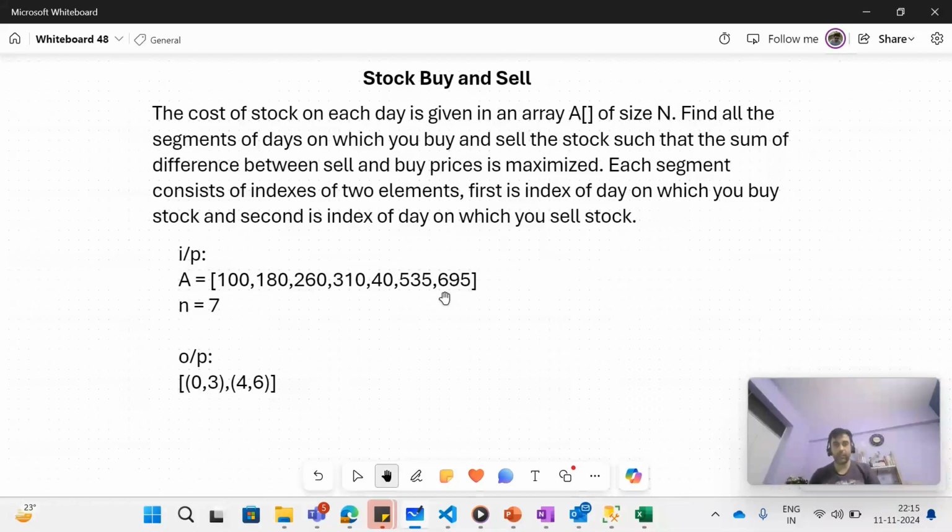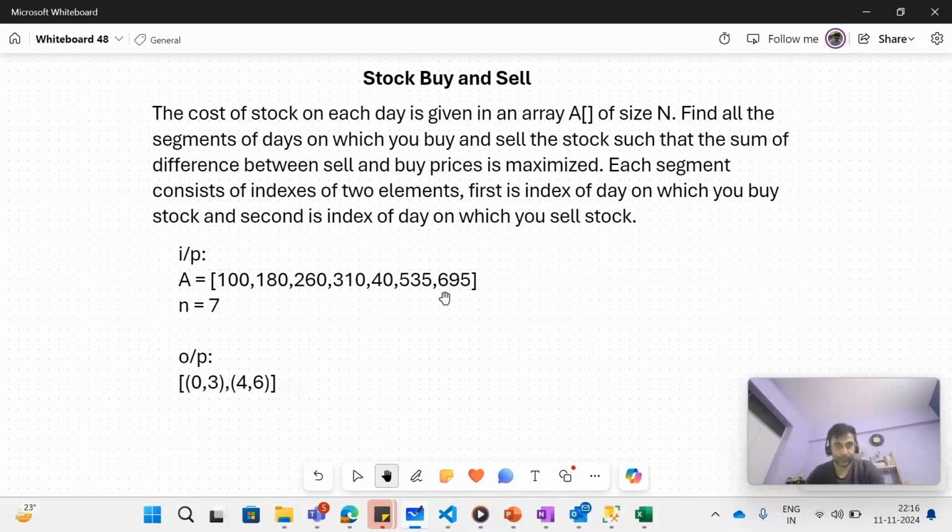So like this, we need to find all the segments where we buy the stock on the first day of the segment, and then sell the stock on the last day of that segment. And we select these segments in such a way that overall our profit is maximized. So that's what the question says. You can also pause this video and read this question once, and maybe think of a solution on your own, try to write a solution for this on your own, and once you are done, you can come and check the solution here.